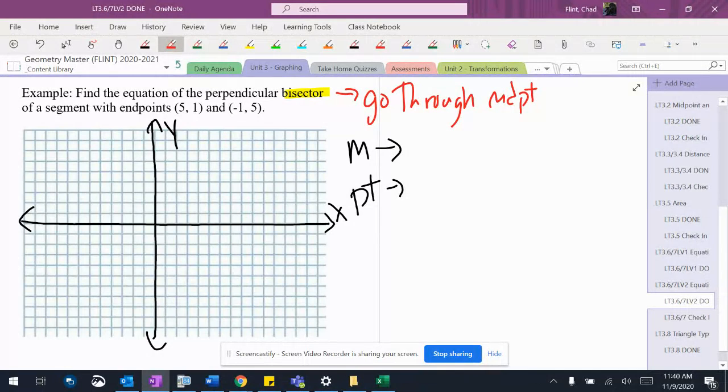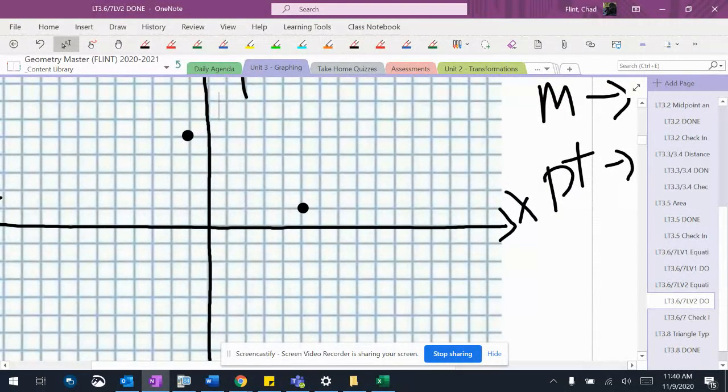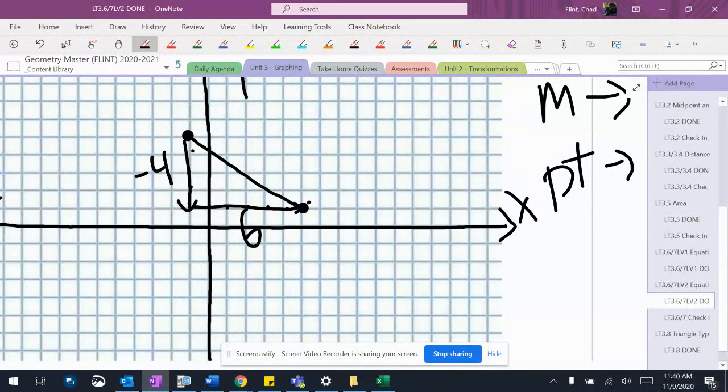I'm going to go ahead and graph these 2 points right here. So 1, 2, 3, 4, 5, 1, and -1, 1, 2, 3, 4, 5. So there's my 2 points. I need a midpoint, so I'll put all this in here. For a midpoint, I need the slope, just like I do for anything else. So down 4, and to the right 6.